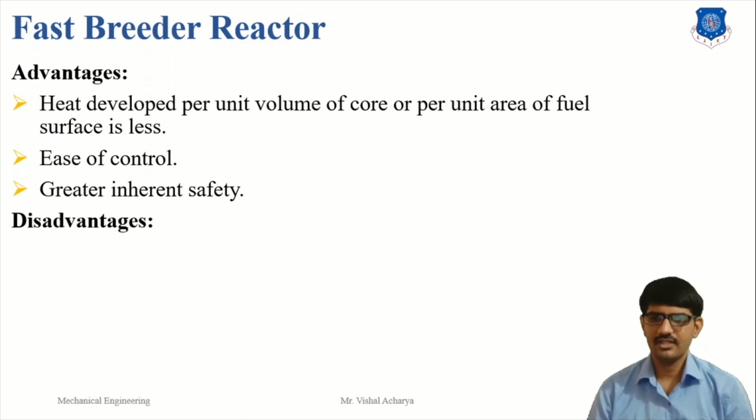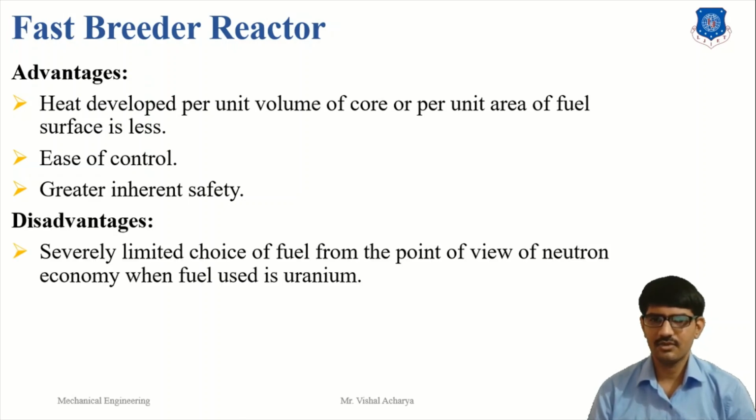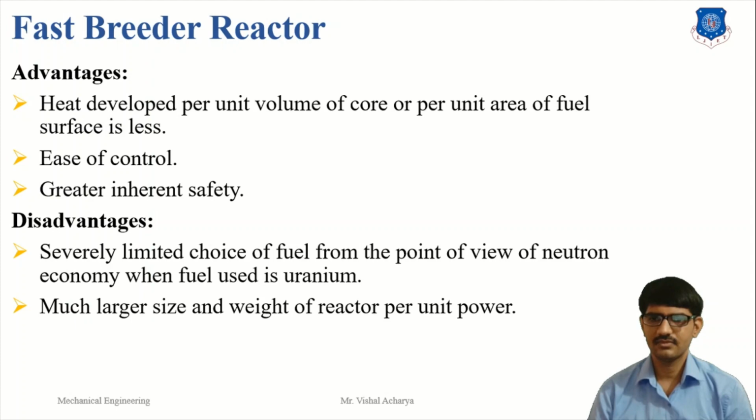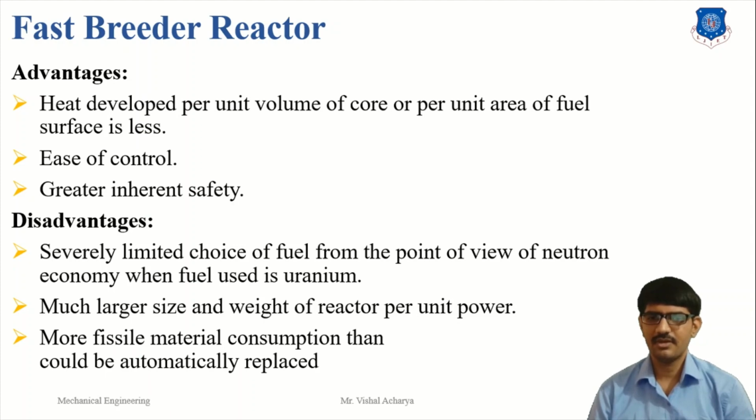The disadvantage is the severely limited choice of fuel from the point of view of neutron economy when the fuel is uranium. There is a much larger size and weight of the reactor per unit power. This is a very big disadvantage, as the size requirement is very high. Also, the more fissile material consumption could be automatically replaced. These are the disadvantages of the fast breeder reactor.